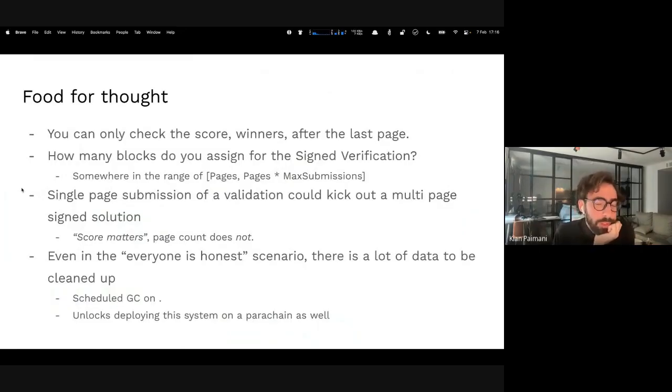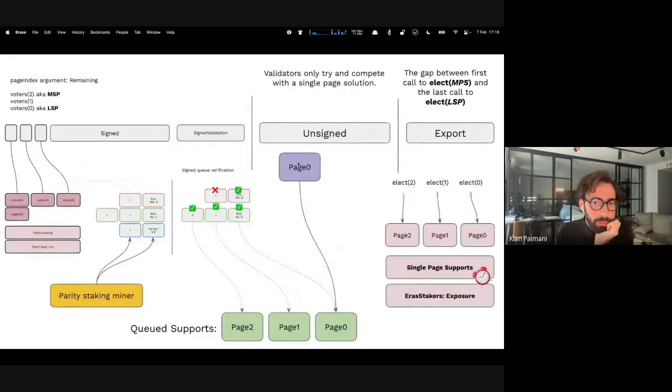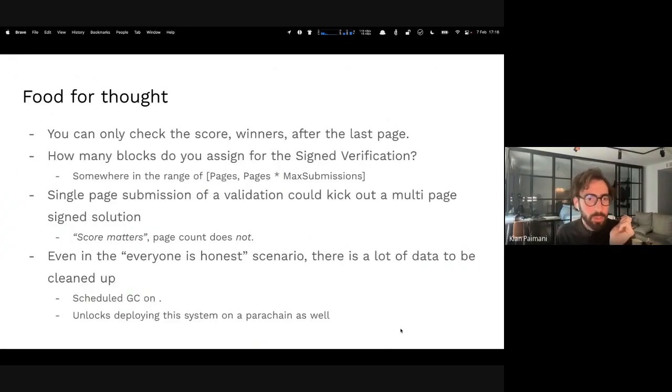One interesting thought is that even though I called this single page submission from the validator a backup, in principle, a single page solution can actually eject, kick out a multi-page solution. I just wanted to emphasize again that it's the score that matters, nothing else. It's not the page size.